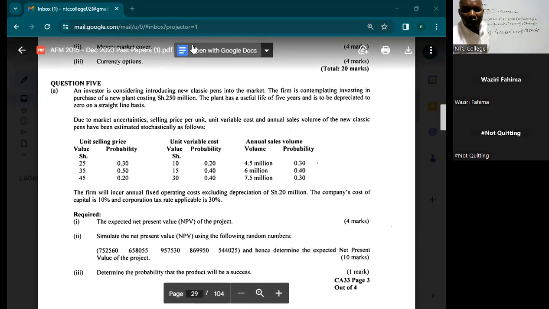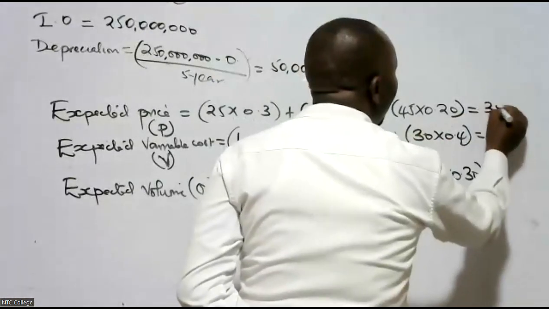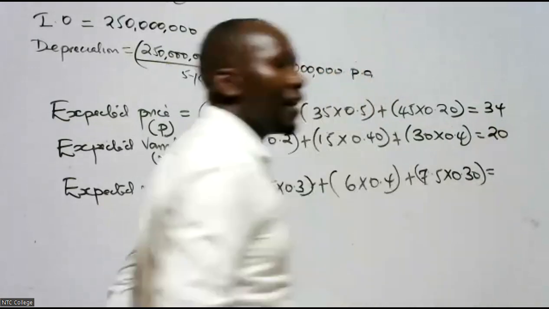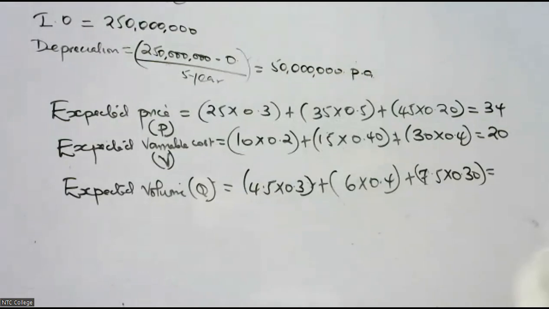They are going to help us get the value. Expected 34.20. Thank you so much. So you are saying that the expected price is 34 shillings. Expected variable cost is 20. And what is the expected volume? So let me write that 34 here. Then we have 20. Give me the expected volume, the average volume. Thank you so much.